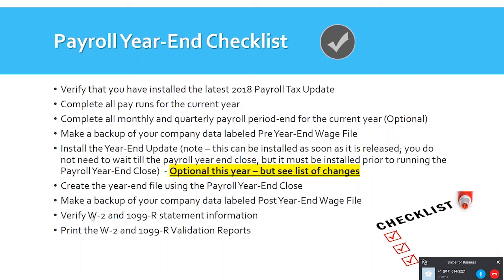And then you'll want to verify your W-2 information. And if you need to, you can make edits to the W-2 fields for the different employees if necessary prior to printing them. And then you would just print out your W-2s and your different validation reports.